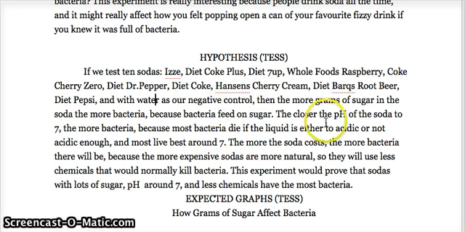And the closer the pH of the soda is to 7, the more bacteria there'll be, because bacteria survive best when the pH is at 7, and if the pH either goes down or up from there, then they'll die, because it's either too acidic or not acidic enough. And we also think that the more expensive the soda is, the more bacteria there will be, because the more expensive sodas are more natural, so they use fewer chemicals that would normally kill bacteria.